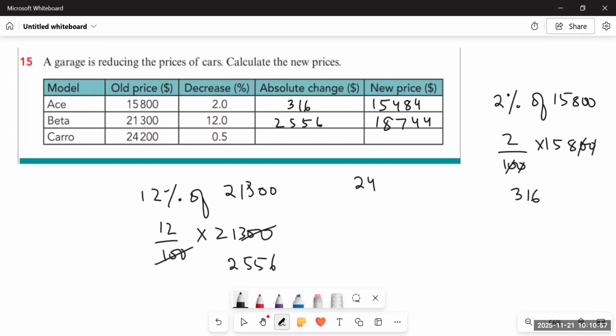And now the last one, that is 24,200. So now we will find 0.5 upon 100. Two zeros cancel two zeros. And now we will multiply 242 with 0.5, which is 121. So the third car's price will reduce by $121. Now we'll simply subtract it from 24,200 and we will get the final answer, which is 24,079. So students, we have completed the questions till 15.